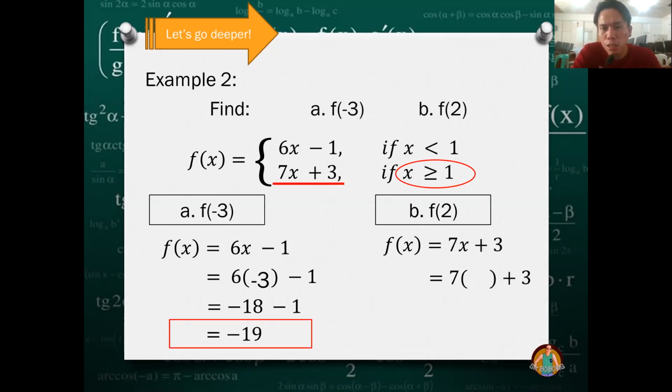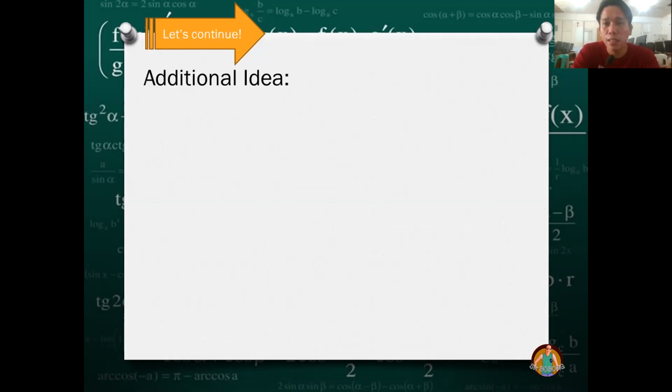So let's substitute the value of x into 2, kasi ito yung hinihingi. So 7 times 2 will give us 14 plus 3. So 14 plus 3 will give us 17. And that will be the value of our f of x, or y is equal to 17. Okay, klaro? Kung may tanong kayo, pwede niyong ilagay sa baba. Thank you.